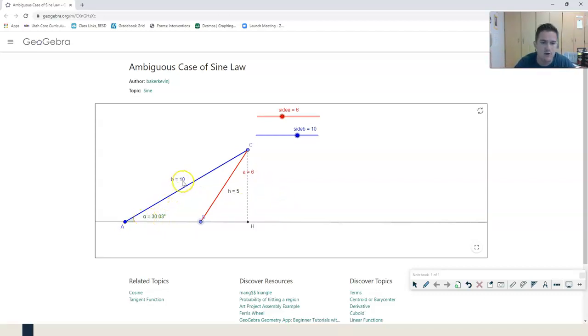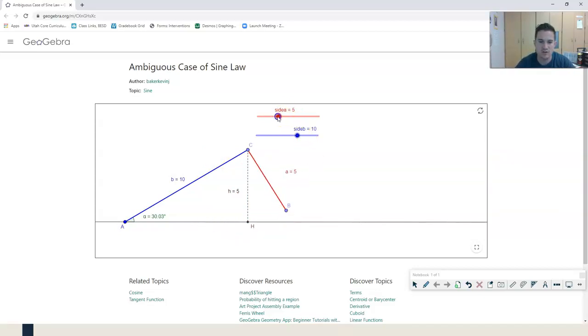This angle is 30 degrees. This side is 10. This side is 6. So it's possible that if I have this angle, this side, and this side, that I actually have two triangles. This triangle would have a smaller angle over here, and this triangle over here would have this obtuse angle right here. That's not always going to be the case. In this case, I was able to form two triangles.